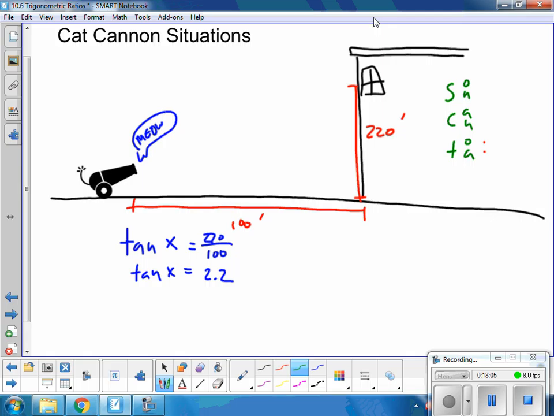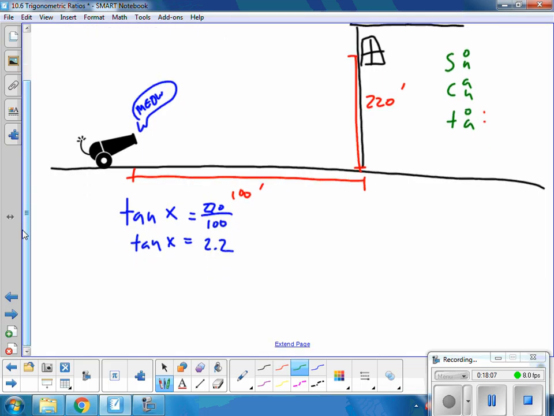And if I go into my calculator and I type the measurement, you're not typing this in, this is just my notation. Okay, now this is where you're going to type in your calculator. You're going to do tangent of -1, and I want to know what the degree of 2.2 is when it's all set. So my calculator will tell me that if I set my cat cannon at 65.6 degrees, it should make it into that window and be all nice and home and safe and happy and all that good stuff.